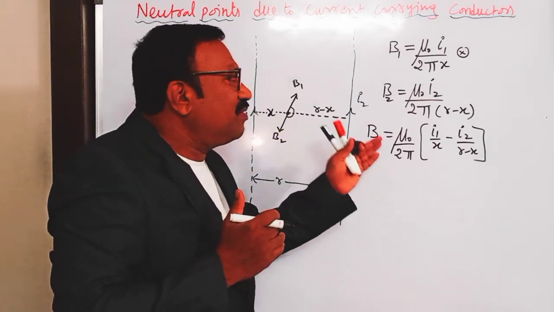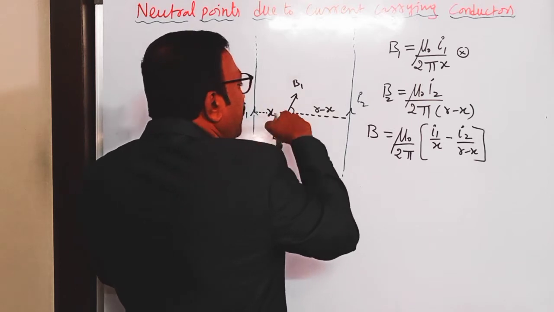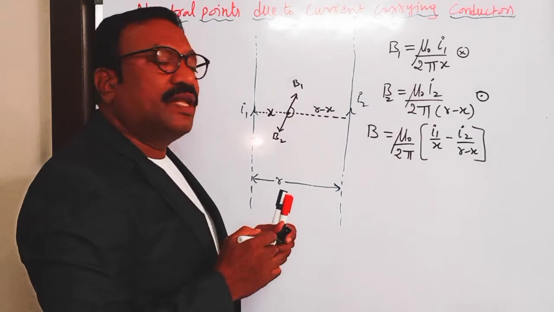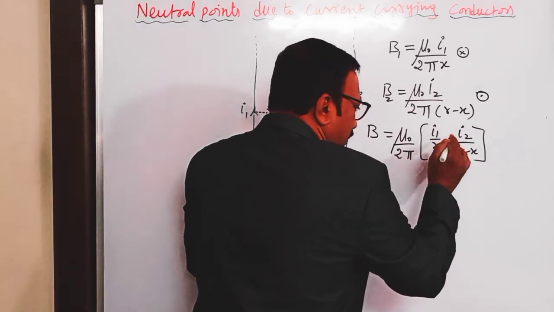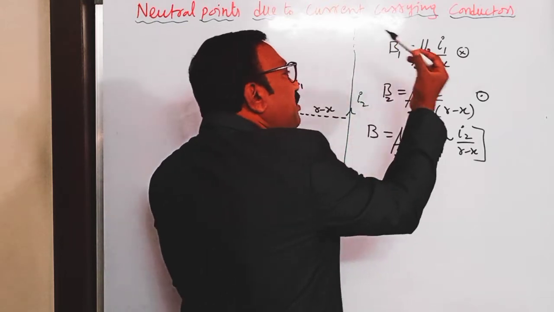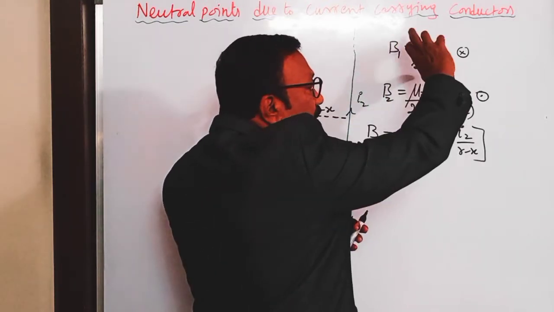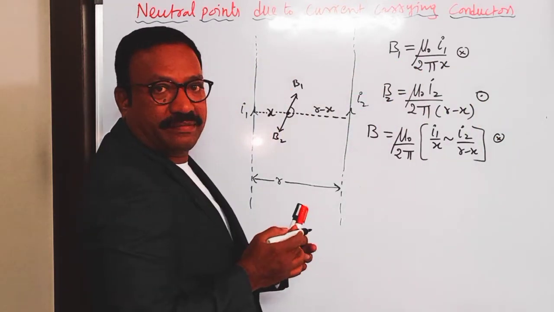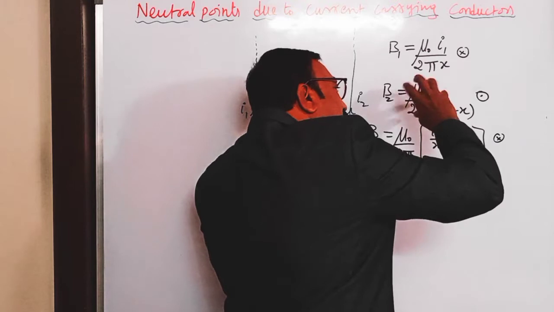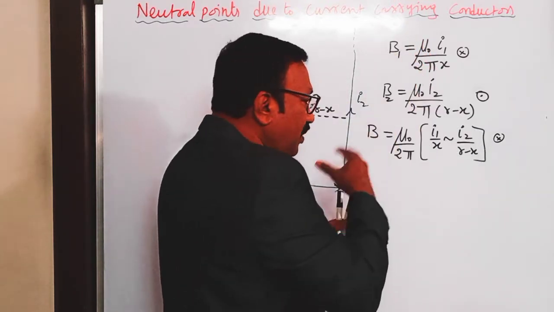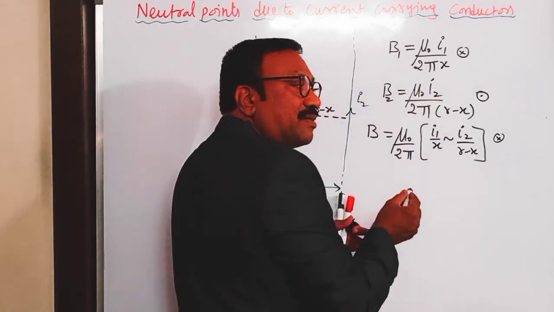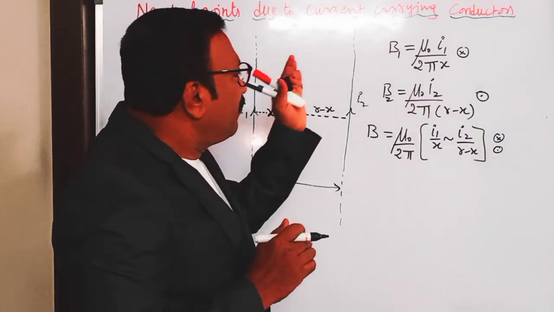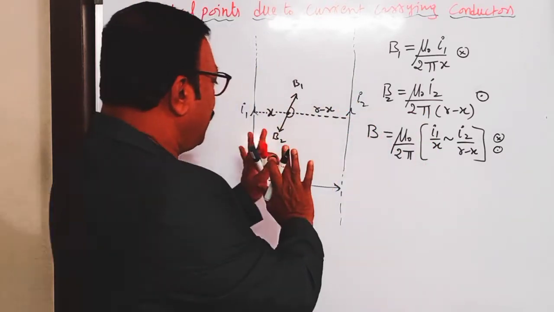Now what is the direction of this resultant magnetic field? Already I said B1 is inward and B2 is outward, isn't it? Let me write the difference here. Suppose the value of B1 is greater than B2, then give the resultant field that sign only. That is inward. In case B2 is greater than B1, then the greater field decides, so the resultant field must be given this answer. Depending on which is greater, you can give your answer.